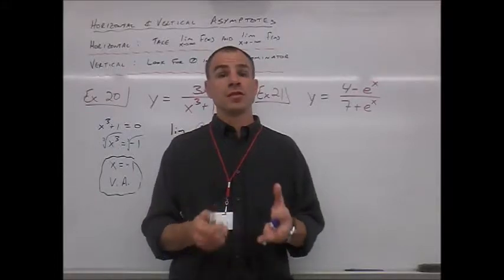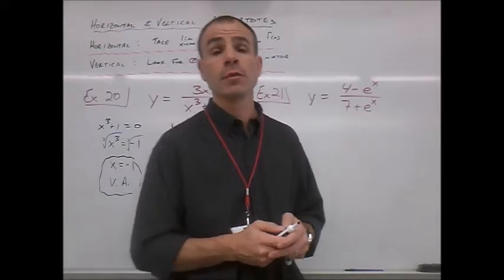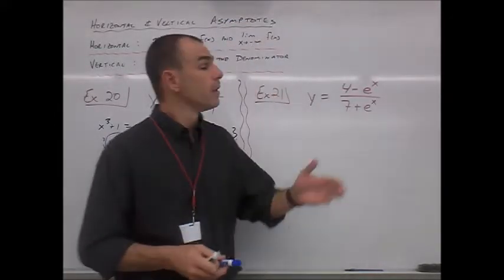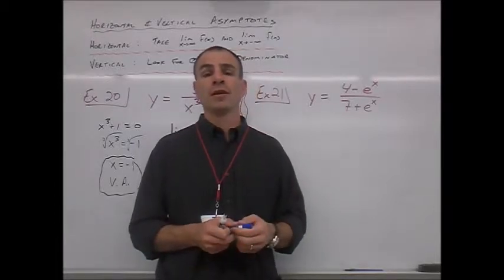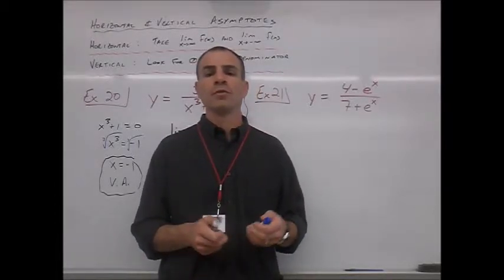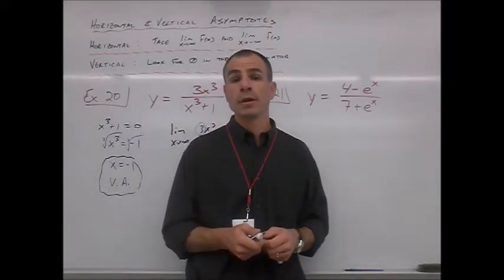Second example, same job here: to find the horizontal and vertical asymptotes of our function. This time we have an exponential involved. We have e to the x in both the numerator and the denominator. So to find our vertical asymptotes, if they exist, we need to know when our denominator equals 0.